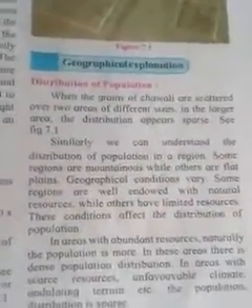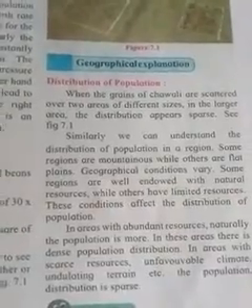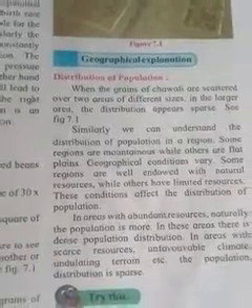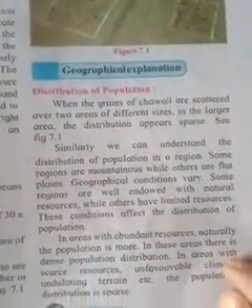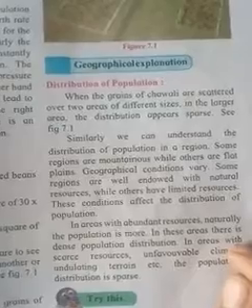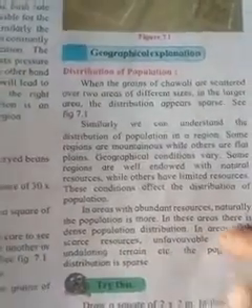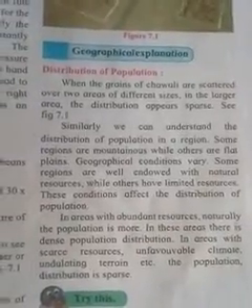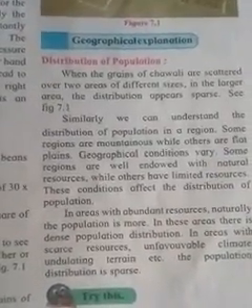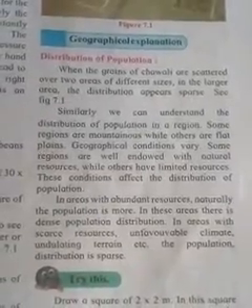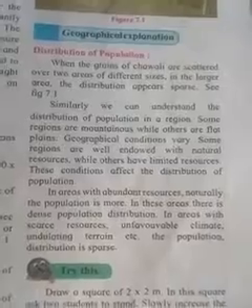Distribution of population. When the grains of chawlis are scattered over two areas of different size, in the larger area the distribution appears sparse, see figure 7.1. Similarly, we can understand the distribution of population in a region.